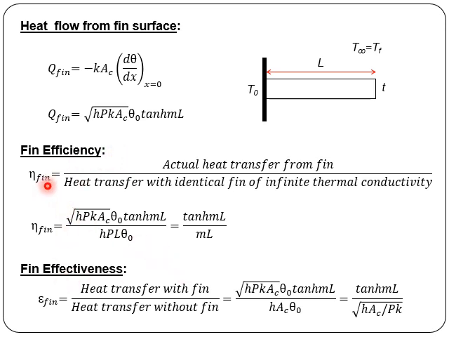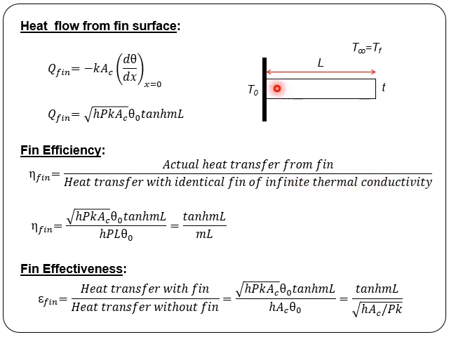So efficiency is basically a comparison of the fin with an ideal value. Efficiency is the actual heat transfer from the fin, which is given by this expression, that is under root of hp ka theta 0 tan hyperbolic of ml, divided by the heat transfer with an identical fin, where you have the same cross section area, same length, but the conductivity of the fin is infinite. Thermal conductivity of the fin is infinite.